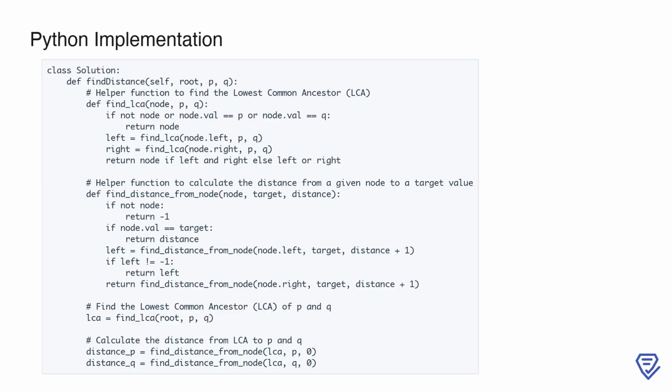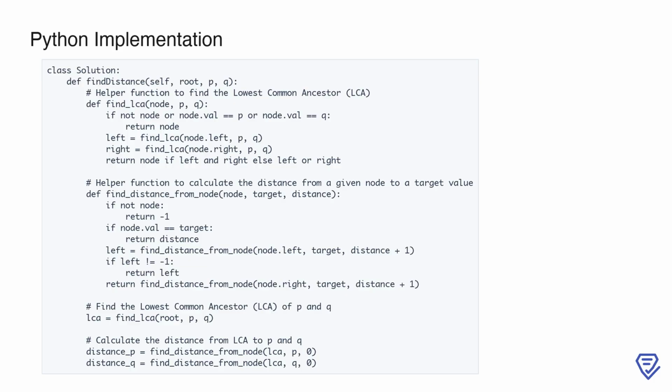If the current node is null or matches either P or Q, it is returned as a potential LCA. Otherwise, we recursively traverse the left and right subtrees to check where P and Q are located. If both subtrees return a non-null value, the current node is the LCA. If only one subtree is non-null, it means both nodes lie in that subtree, and we propagate that result upwards.